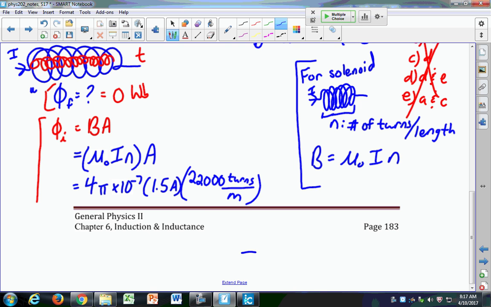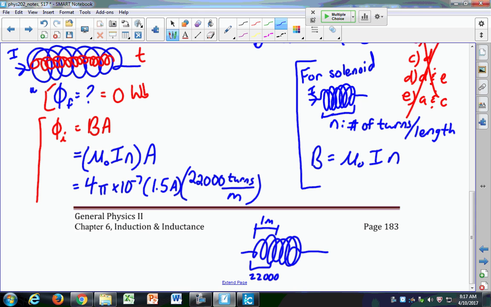That's if I'm looking at a solenoid. Let's say this is 1 meter length, then that would mean that there are 22,000 turns of wire in that 1 meter length. It gives the linear density of those turns. So 22,000 turns per meter, and then we also need to know the area. Is the area given?